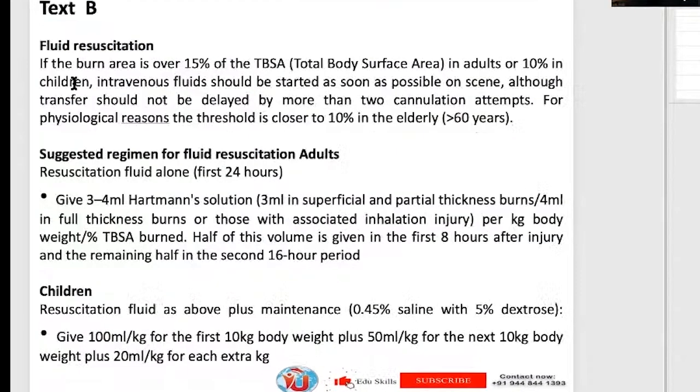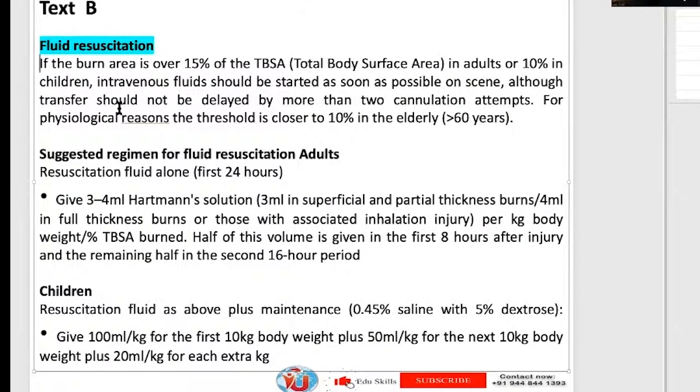Now, what are the important here? Fluid resuscitation. Suggested regime for fluid resuscitation for adults. Then children. You know, these are very important. I gave it the heading treatment. I understood this from the fluid resuscitation. It is treatment, right? I gave the heading treatment. Just I want to tell you, you can make your own heading. It's only for your understanding.